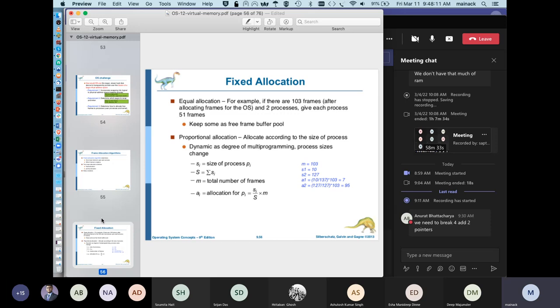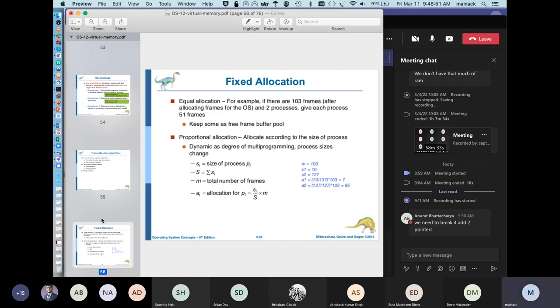Now, it might not be very prudent. Just think about it: your MS Teams and your Notepad application both have exactly the same amount of main memory. Your MS Teams will crash in no time. So the second idea is proportional allocation, where you allocate according to the size of the process, the code and data size of the process.